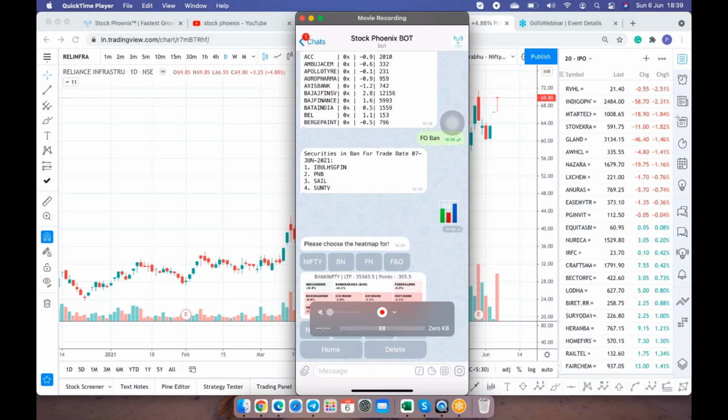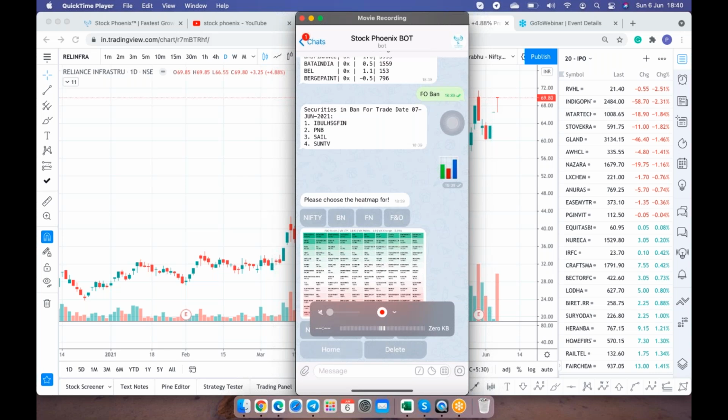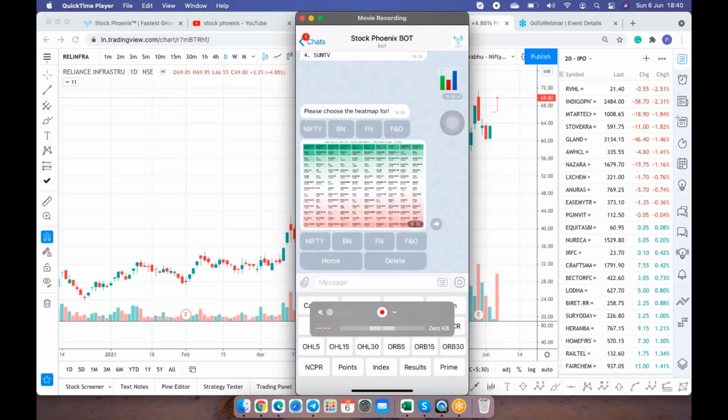Click on FNO, it gives you all the stocks of FNO on a heat map quickly in the live market. Instantly, you can take a decision which stock is trending, which stock is not trending, and where to play your intraday positions.